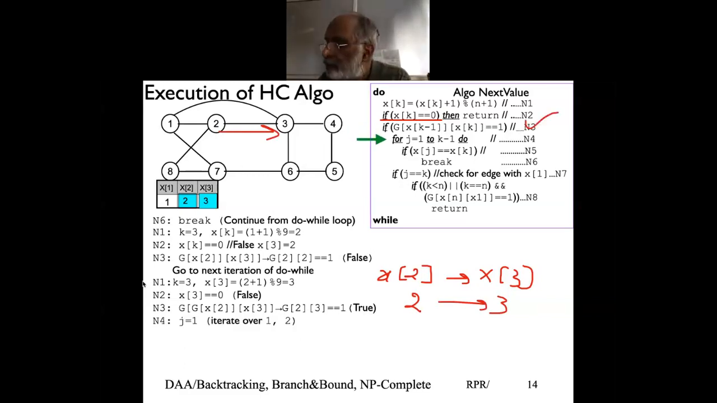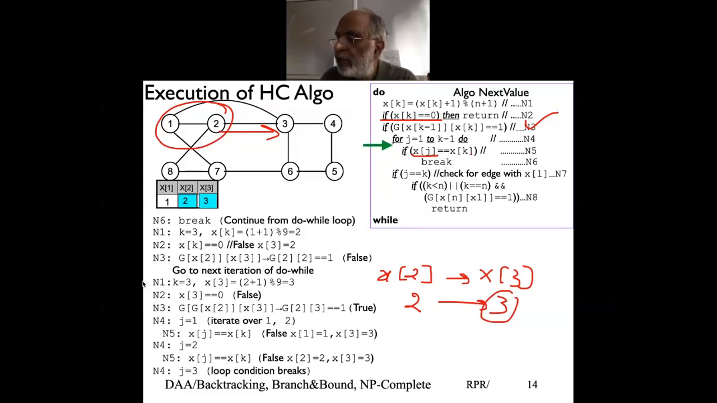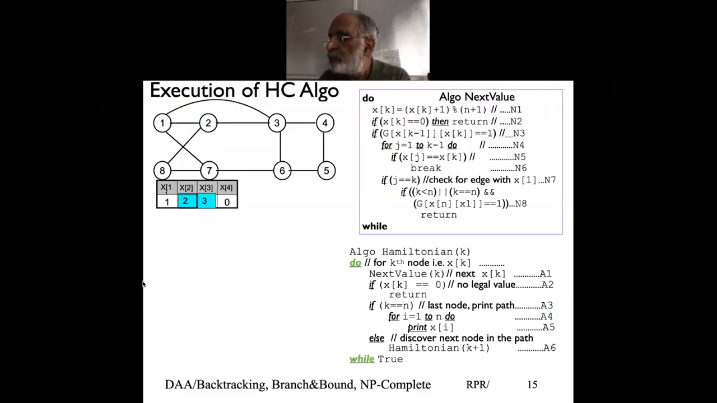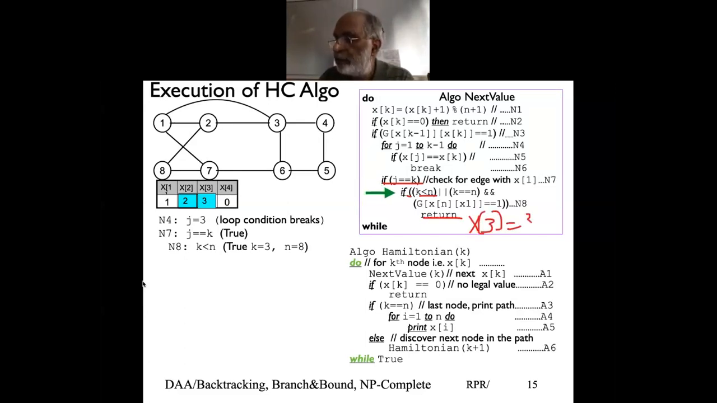Then I look at whether vertex 3 is visited among these two vertices so far. For j equal to 1, x1 is equal to xk, which is false. Then the next j is x2 equal to x3, which is false. And that means my j becomes 3. So I need to check if it is the last vertex. k is less than n, k is 3 and n is 8, so I don't have to check with the last vertex. So I return, and this returns x3 is equal to 3.